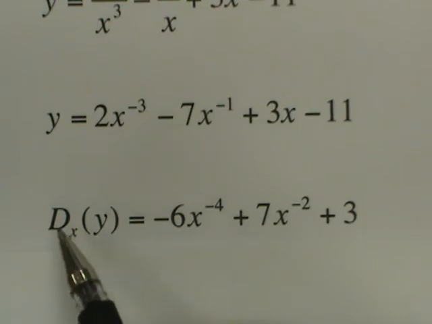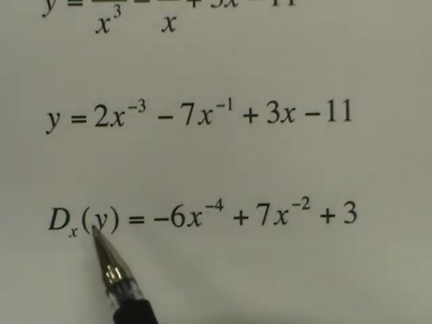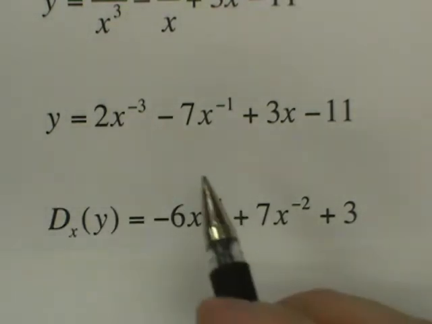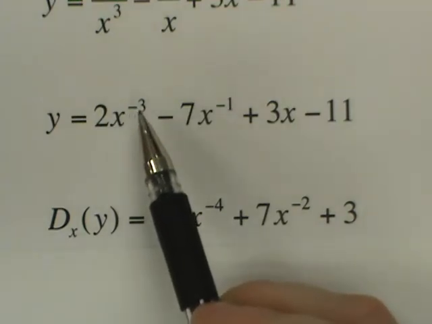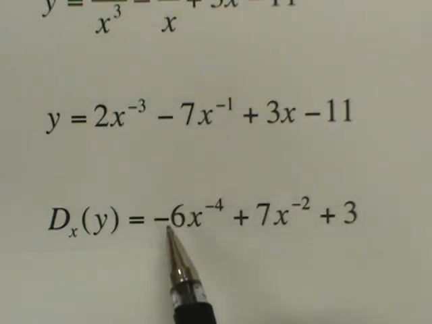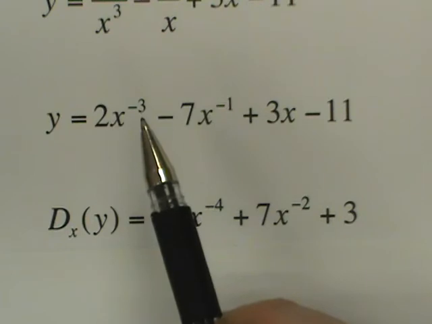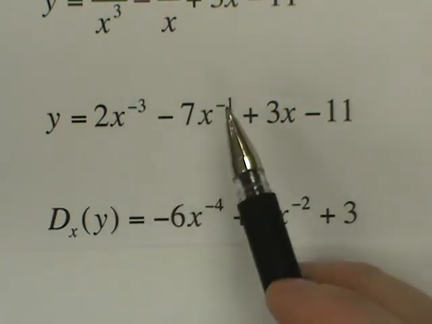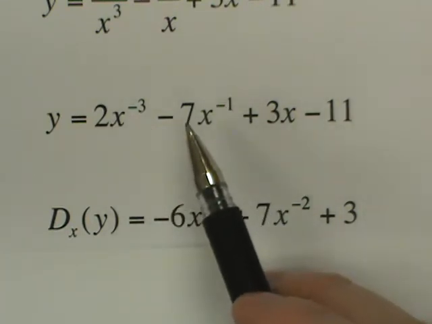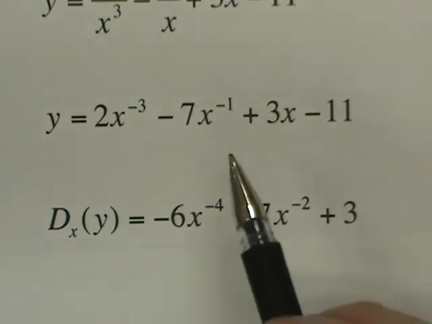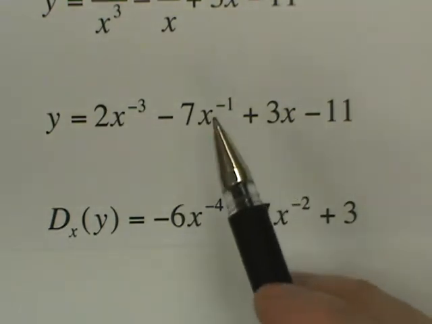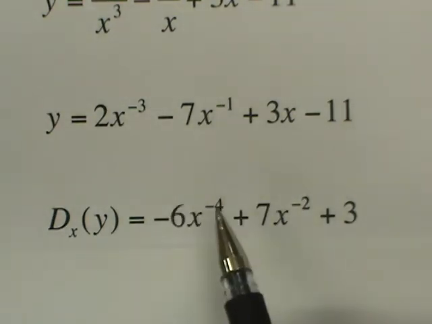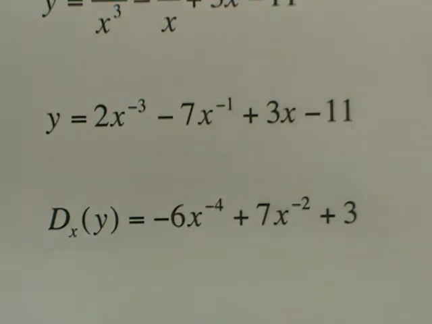This is saying take the derivative of the y function with respect to x. As I take my derivative, I'll take negative 3 times 2, which is negative 6, x to the negative fourth. As I move to the second term, negative 1 times 7 would be positive 7, x to the negative second. Again, I'm always subtracting 1 from these exponents. That's why that went to negative 4, and this went to negative 2.